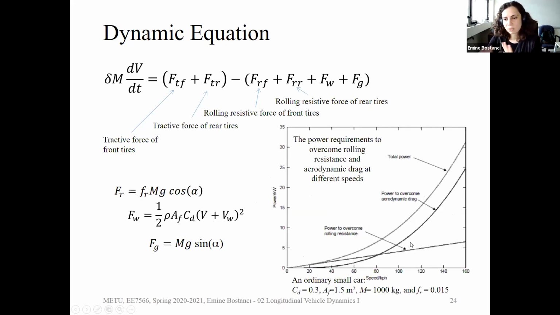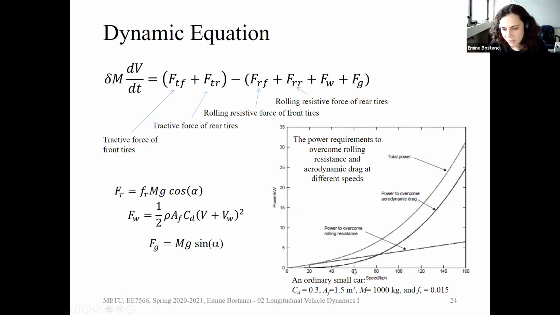When we look into the resistances on a level surface, it means that this part is zero, there is no grade in this case. Then we are going to have the rolling resistance plus the aerodynamic drag. In this case, we assume the car CD is 0.3, so it's a little high. For electric vehicles, it is a little smaller, but the frontal area is 1.5 meters squared. In newer vehicles, we used to have a bigger frontal area. The mass is 100 kilograms, and FR is 0.050. So it is an okay vehicle.